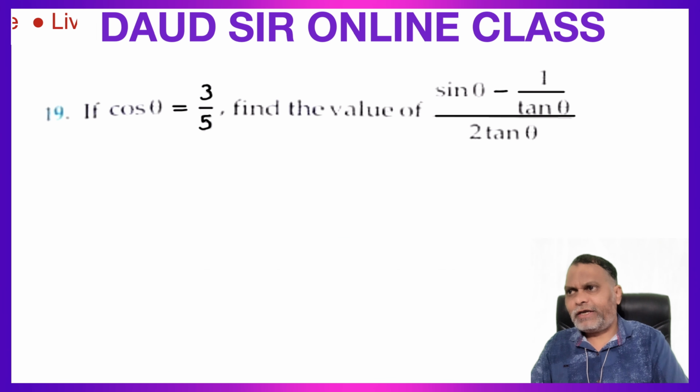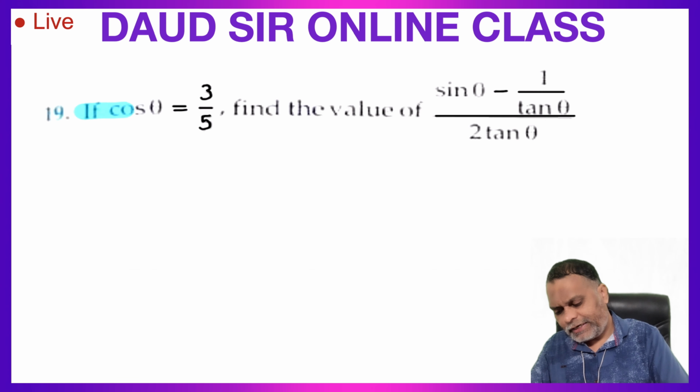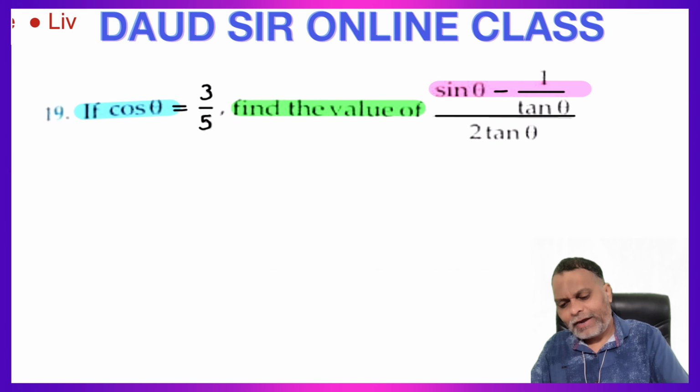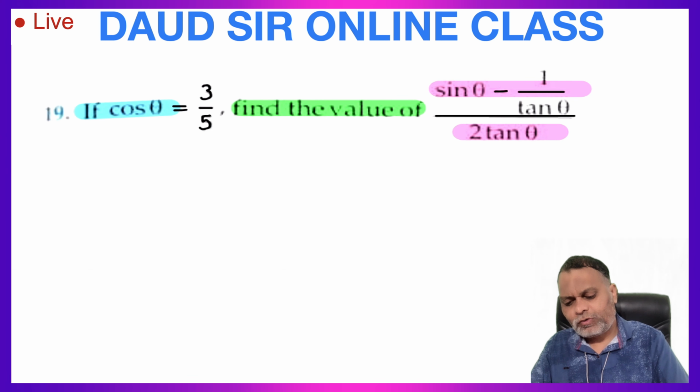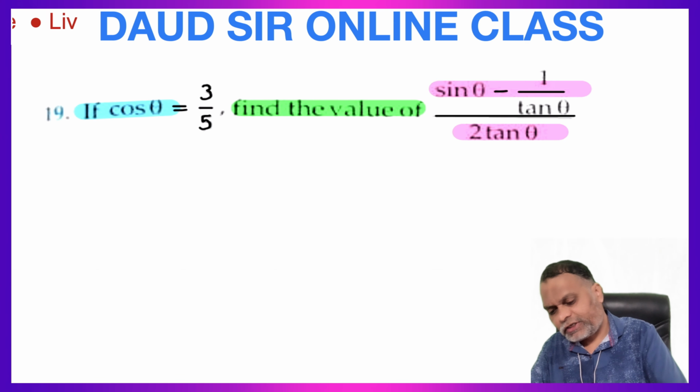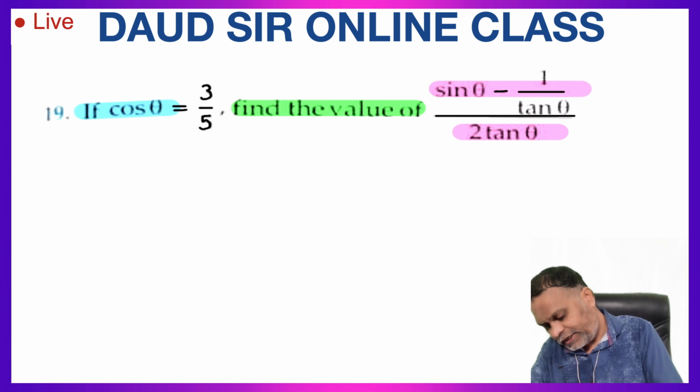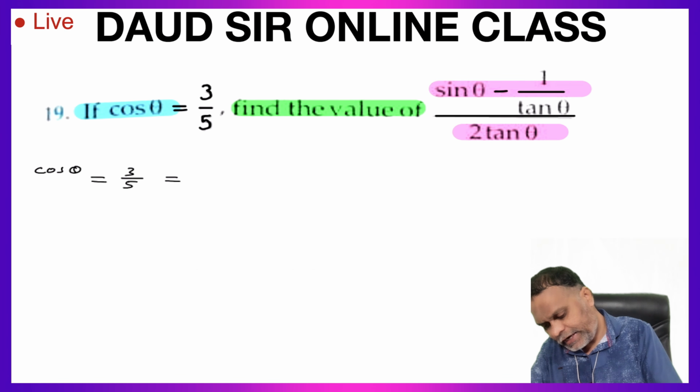Question number 19. If cos theta is equal to 3 upon 5, then find the value of sin theta minus 1 upon tan theta upon 2 tan theta. So one trigonometrical ratio is given, cos theta. So first use this. Cos theta is equal to 3 upon 5. Basically cos theta is base upon hypo.